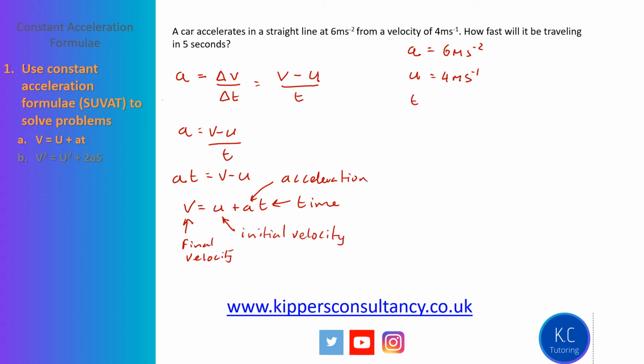So we know the time is 5 seconds, and we want to know how fast it will be travelling, so we need to work out its final velocity. So we can see that we can take this information and plug it straight into the formula v equals u plus at. So our final velocity will give me 4 plus the acceleration of 6 times 5, the time. So 6 times 5 is 30, plus 4 is 34 meters per second. So our final velocity of the car is 34 meters per second.